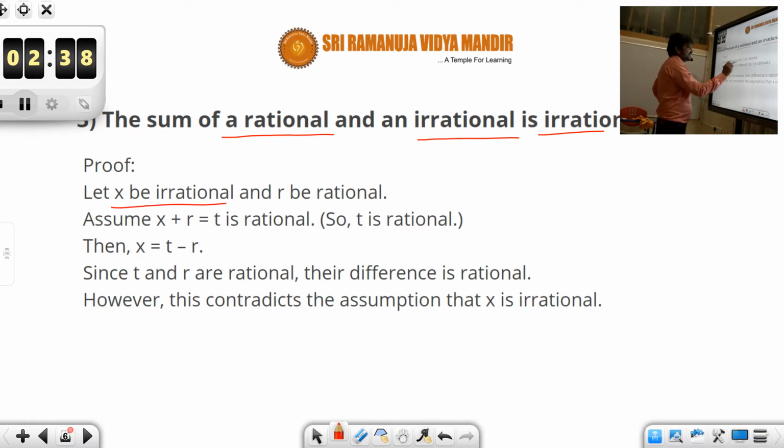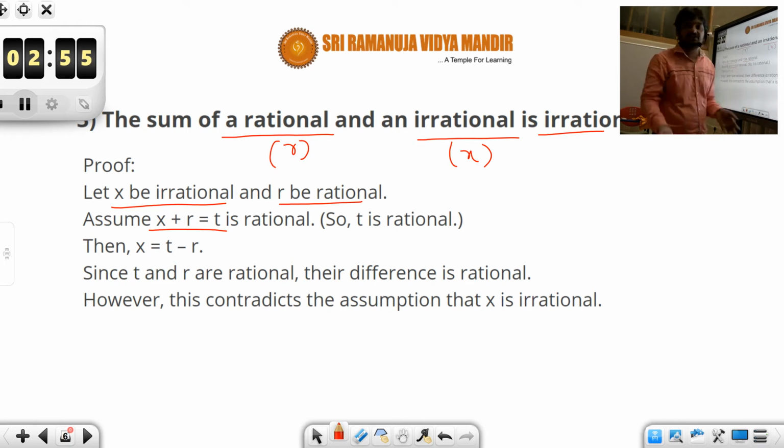Let x be irrational and r be rational. The rational number we are assuming to be r, and an irrational number we will assume to be x. Now assume that x plus r is equal to t, which is rational. Say suppose we don't know whether it is rational or irrational. In such a scenario we will assume any given number to be rational. Whenever we are in a dilemma, whether something is rational or irrational, the first step we'll use is to assume that to be rational.